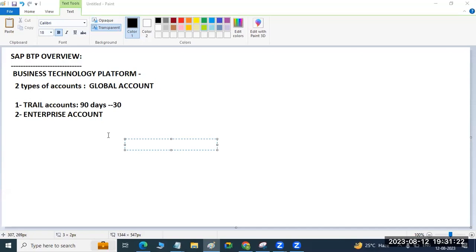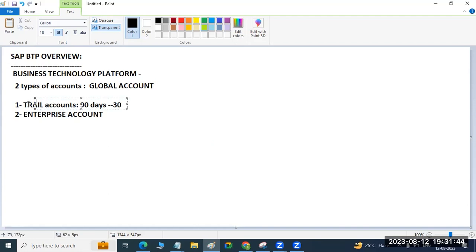One is the trial account and the other is the enterprise account. The trial account is valid with your business user ID. Whatever user ID you have, you can go ahead and subscribe, and you will get the trial account only. But when you want the enterprise account, the trial account is not a permissible arrangement.